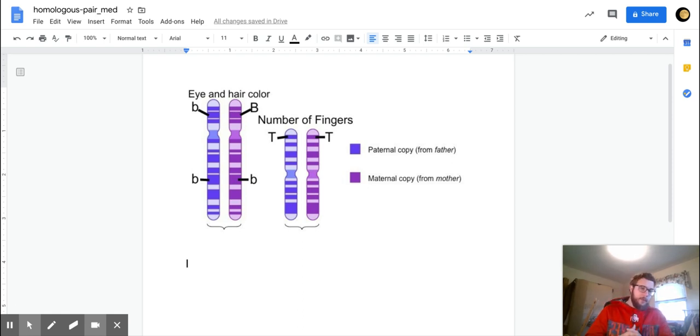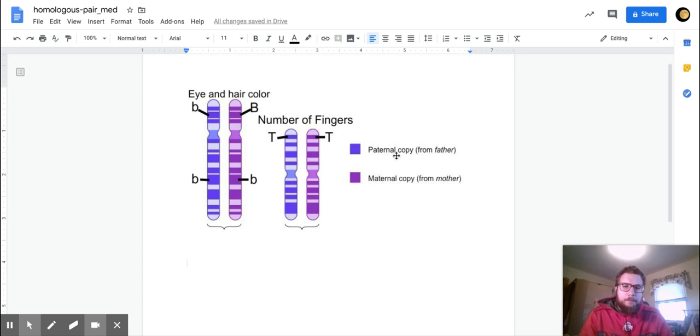Now, remember, genotype is your particular genes that make you have a certain physical trait. So genotype, phenotype, very related. Your genotype determines your phenotype. If you get what I'm saying, that the specific genes that you have determine the physical traits that you have as well. So what we've got here is a couple pairs of chromosomes.